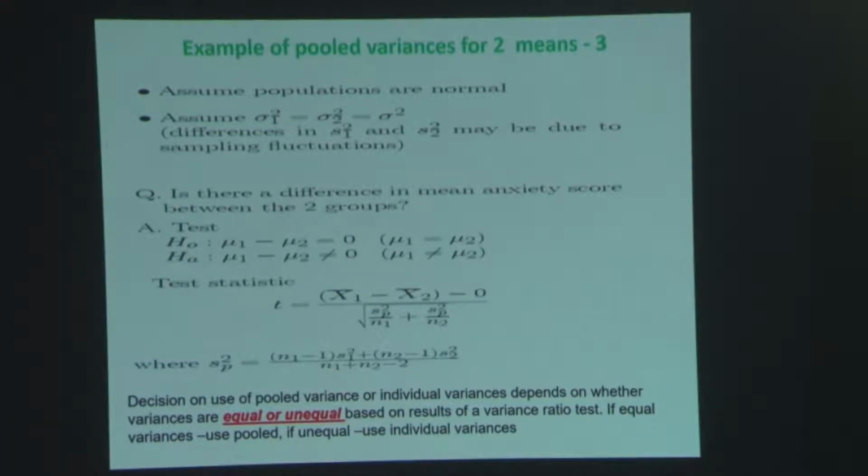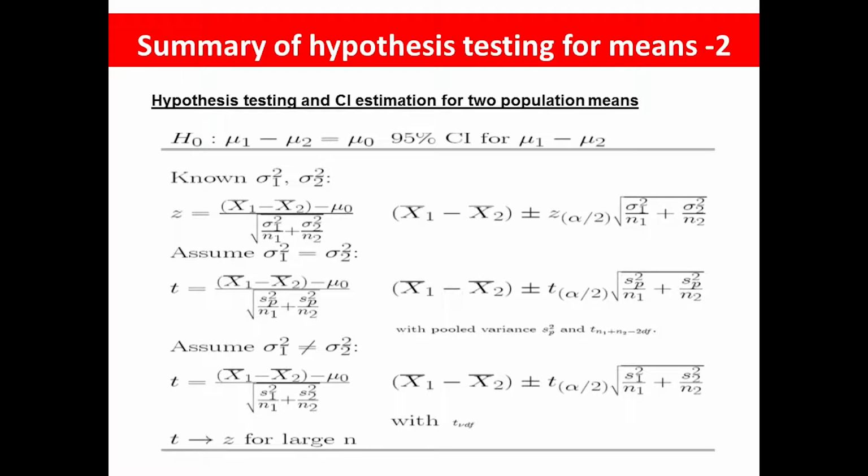So the decision, as I mentioned, on whether to use a pooled variance or not depends on whether the variance ratio test shows us that the variances are statistically equal or statistically unequal. And there are different formulas you can see in your slides that we use for the Z statistic and for the T statistic. We calculate the observed Z or the observed T and compare it with the Z in the tables or the T in the tables. And we are going to now look at these two examples.